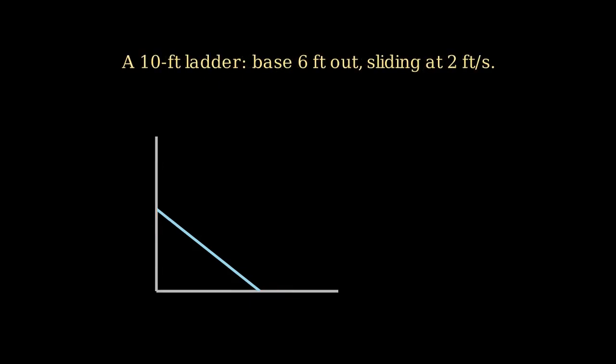A ladder is sliding down a wall right now, and calculus can tell you exactly how fast the top is falling. Here is the setup. A 10-foot ladder leans against a wall, the bottom is 6 feet from the wall, and it is sliding away at 2 feet per second.